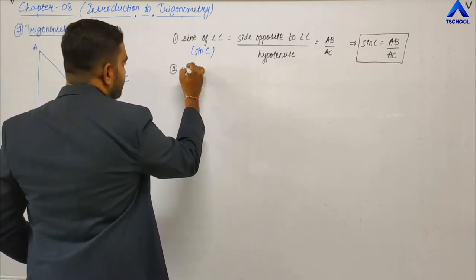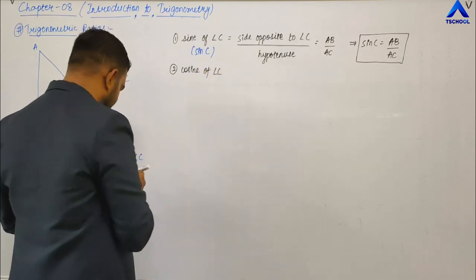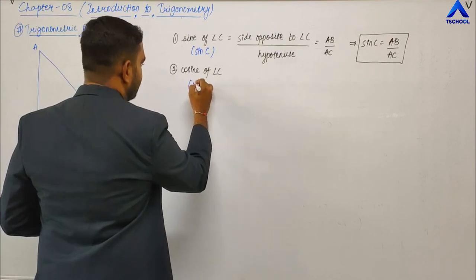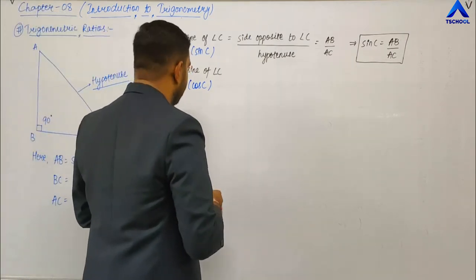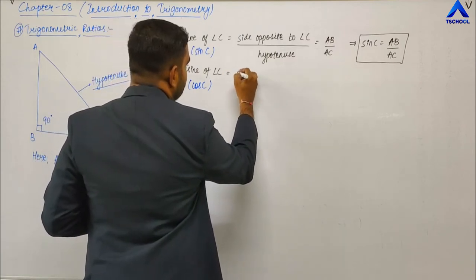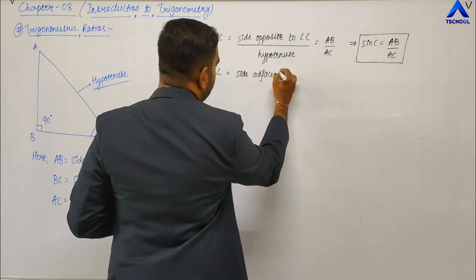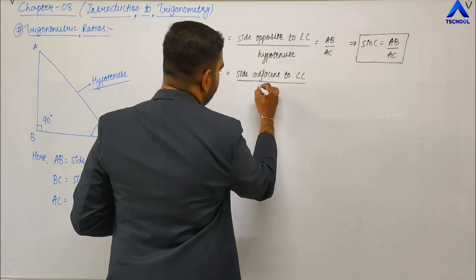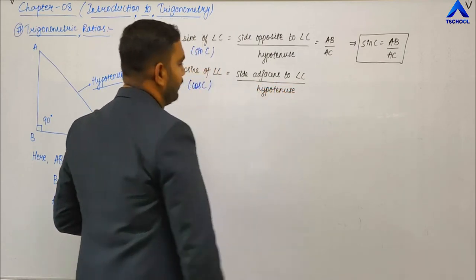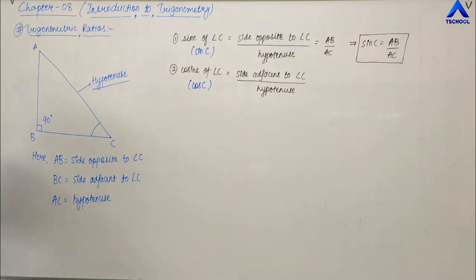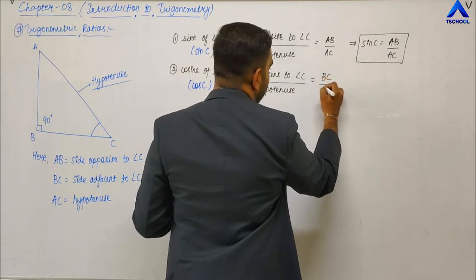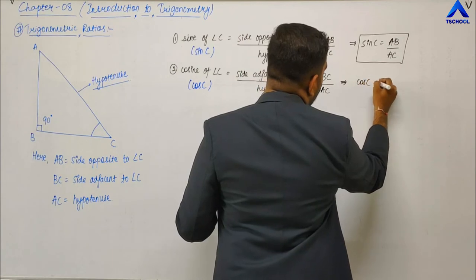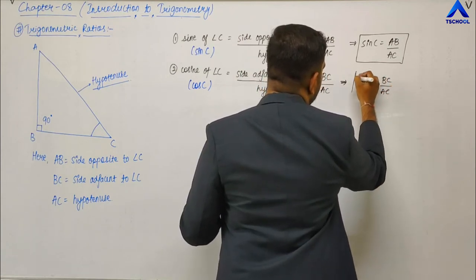The second ratio, the cosine of angle C, written as cos C, is given by the ratio of the side adjacent to angle C upon the hypotenuse. Right, now friends, what is the side adjacent to angle C? That is BC, and the hypotenuse we already know, that is AC. So that gives me BC upon AC. So the ratio of cos C is given by BC upon AC.